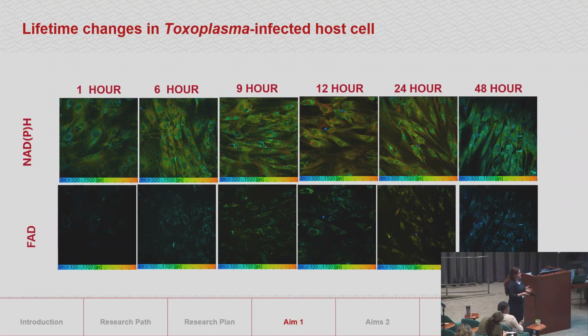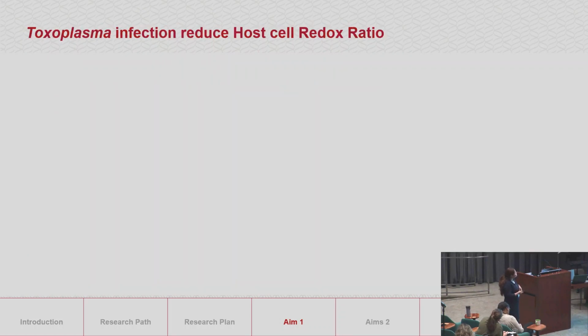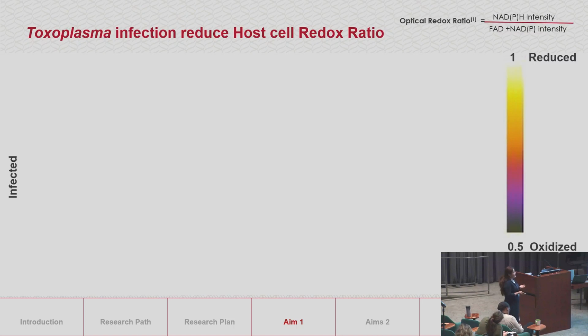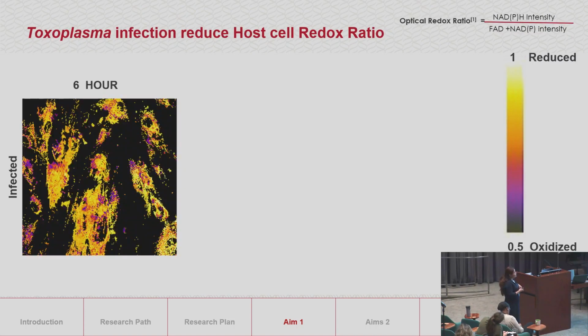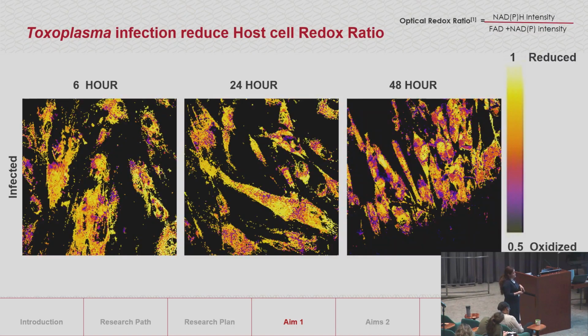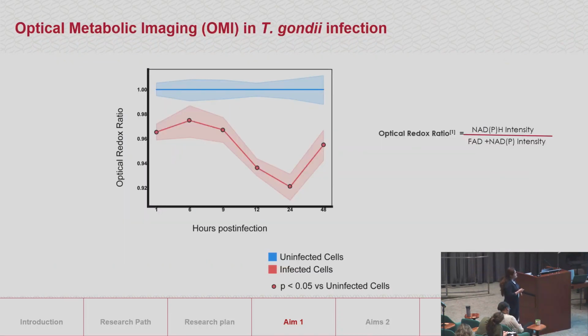Using other techniques, sometimes it's not very easy to have these measures, so I'm very happy using optical metabolic imaging for that reason. Also, we found that the infected cells over time try to become more oxidized. Here we see the same result in a quantitative way. We compare with the uninfected cells, and we see that the infected cells have a more oxidized redox ratio.